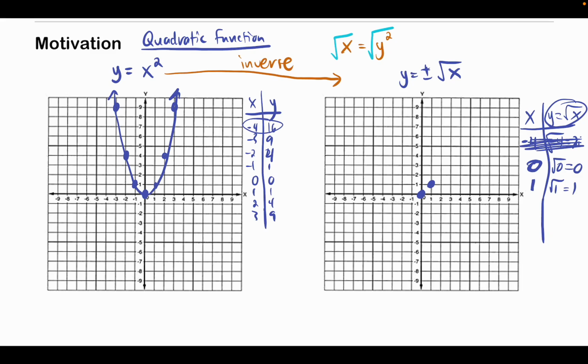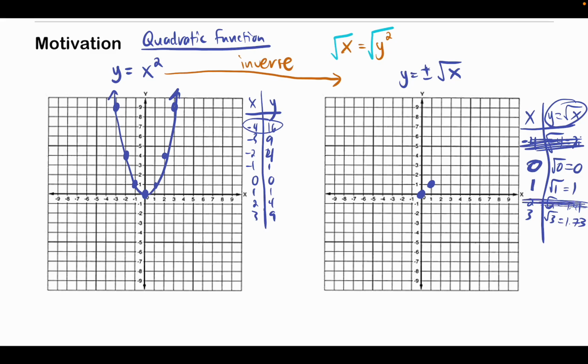So if we were to plug in like 2 or even 3, we know that we're going to get some decimals there. So for example, the square root of 2 is 1.41, so you could plot the point (2, 1.41). And the square root of 3 is about 1.73, so you could plot about where that's going to be.